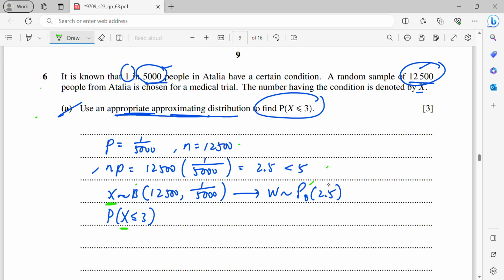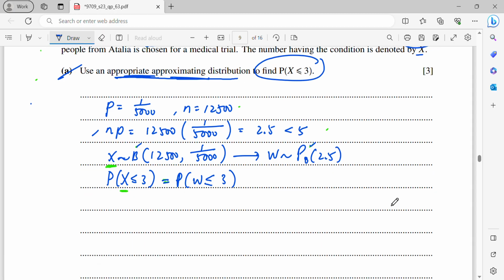So when Poisson, we have to convert the X into W. So I will write P(W ≤ 3). Now, here, binomial is a discrete random variable. Poisson is also discrete. So we do not need to consider the continuity correction unless you approximate it to normal.